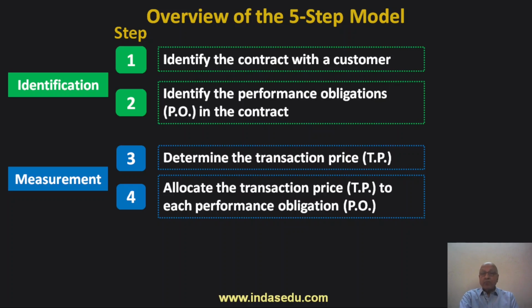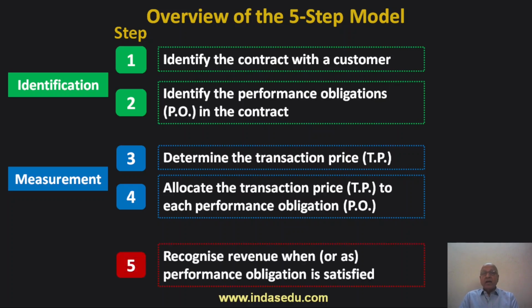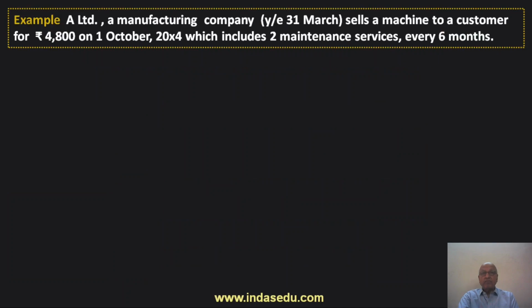And lastly, step 5, that is recognize revenue when or as performance obligation is satisfied. After the transactions are identified and measured, they are recognized. That means they find a place in the financial statements. So this is the overview of the five-step model. This will be discussed one by one next with one numerical example.